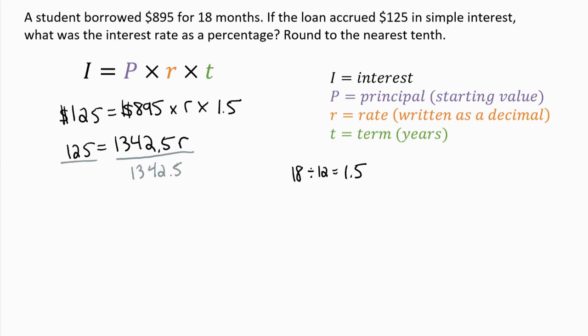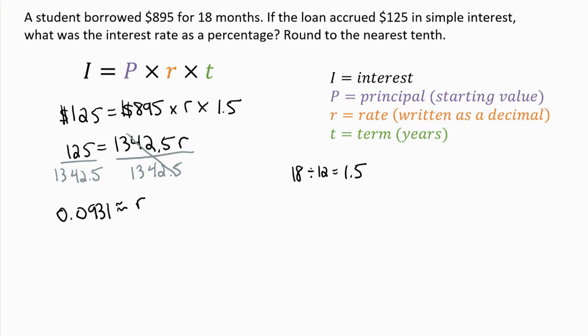So then the next step will be to divide both sides by 1,342.5. If we do it to one side, we got to do it to the other. This goes away, and then 125 divided by 1,342.5 is going to be 0.0931 roughly. So we'll estimate that. This number goes away. We're just left with R.